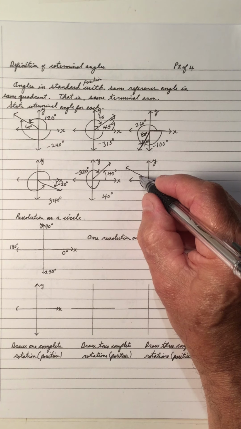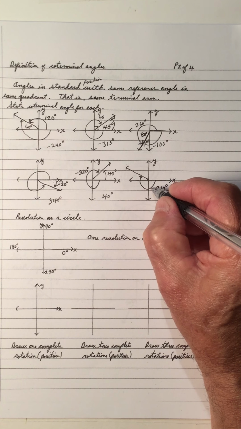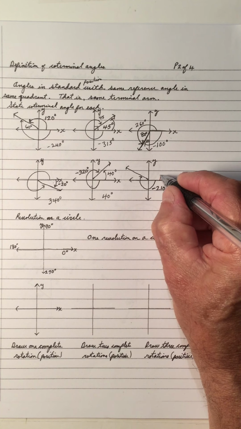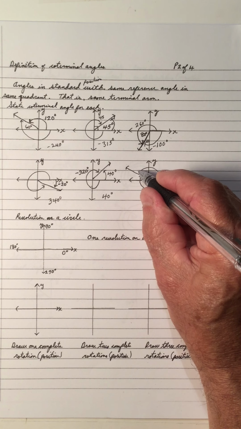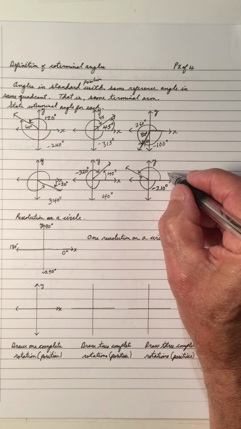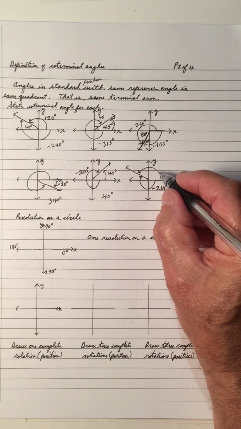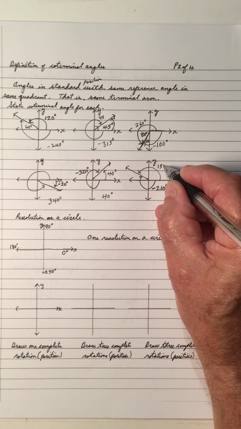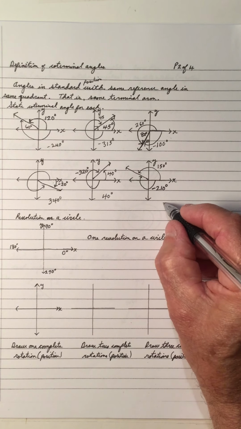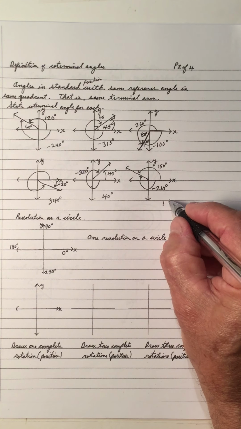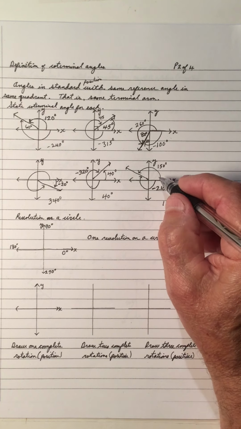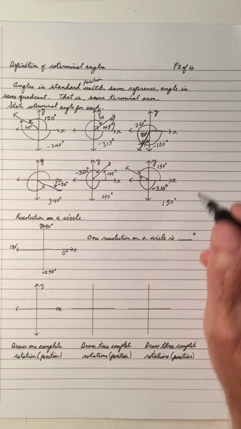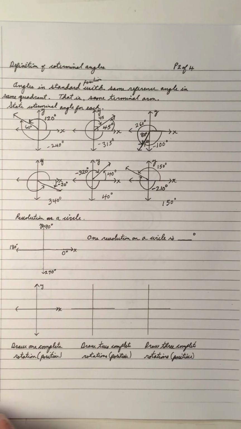A -210 is here. So that's a -210. So we go this way, which is the positive one. 360 all together. So that makes this angle here 150 degrees. So coterminal to a -210 is 150. Same terminal arm, same reference angle.